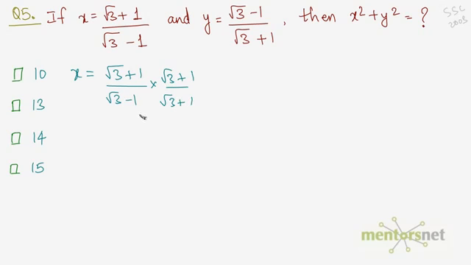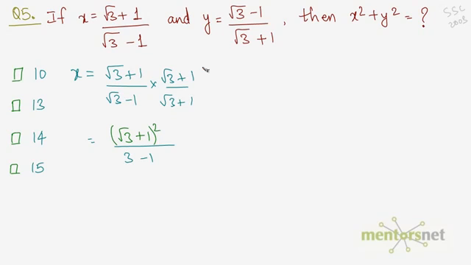So this is root 3 minus 1 into root 3 plus 1. That is a minus b into a plus b, which is a square minus b square. So in the denominator I have root 3 square, which is 3, minus b square, which is 1 square, which is 1. So 3 minus 1. In the numerator I have root 3 plus 1 whole square.